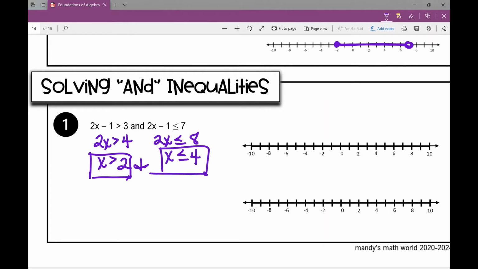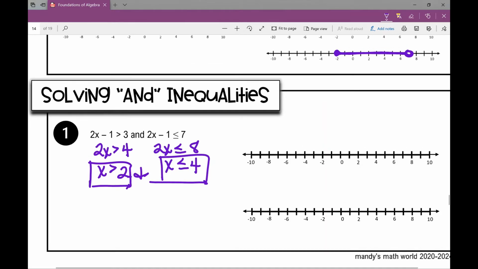So now I've got two inequalities. I'm going to graph both of them, and I'm actually going to do them in different colors. So let's graph x is greater than 2. Am I going to have an open dot or a closed dot at 2? I'm going to have an open dot. And which way am I going to shade? To the right. Now I'm going to choose a different color here, pink. X is less than or equal to 4. Open dot or closed dot at 4? Closed dot at 4, and I'm going to shade to the left.